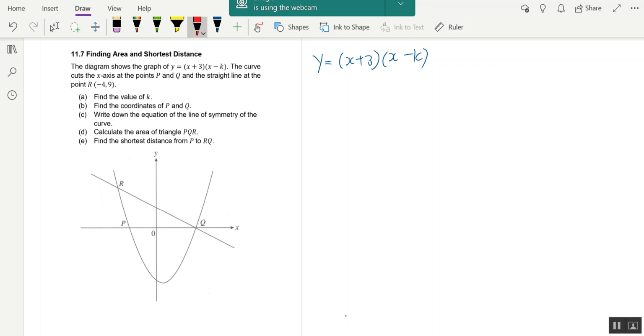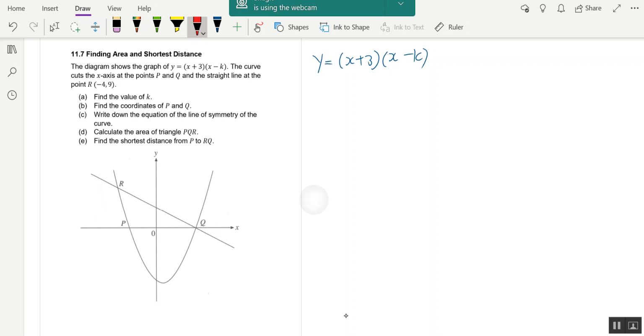For questions where the graph has already been factorized for you and put in two brackets, one mistake that students always like to make is to expand the brackets. But there's no point in expanding it, because the graph already has the equation factorized for you. When we have a quadratic equation, we want to factorize it and not expand it, you see. Okay? So in this question, you have y equals to x plus 3, x minus k.